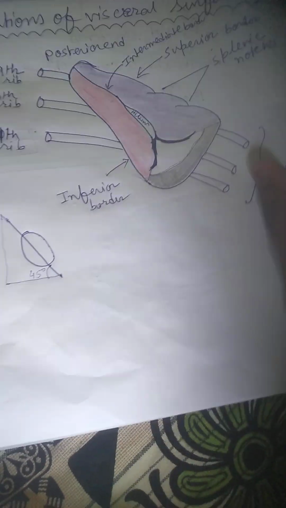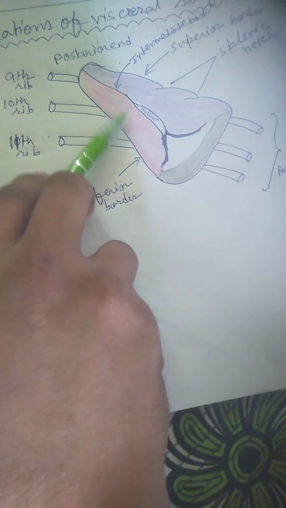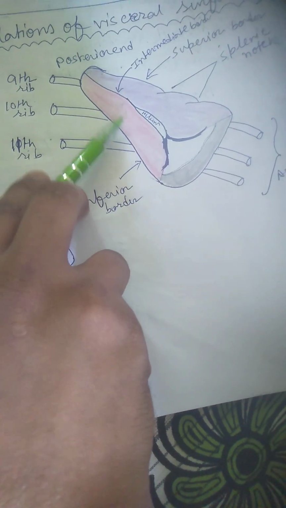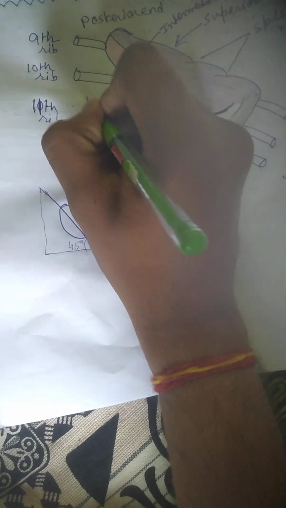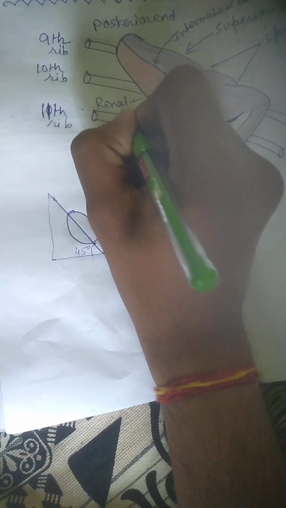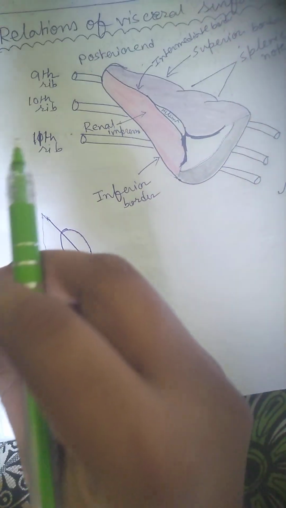Okay, this pink shaded area, this is the renal impression on the spleen. This part, pink shaded area, renal impression, is mainly due to the left kidney and the left suprarenal gland.